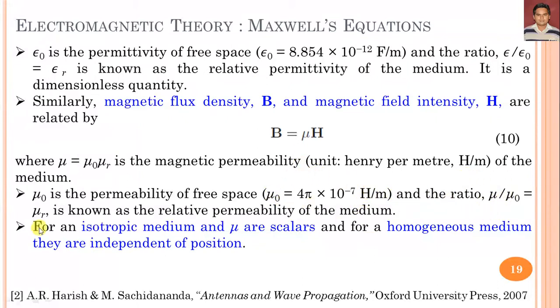The ratio of mu upon mu naught is called the relative permeability of the medium, and it is represented by mu R. For an isotropic medium, epsilon and mu are scalars, and for a homogeneous medium they are independent of position.